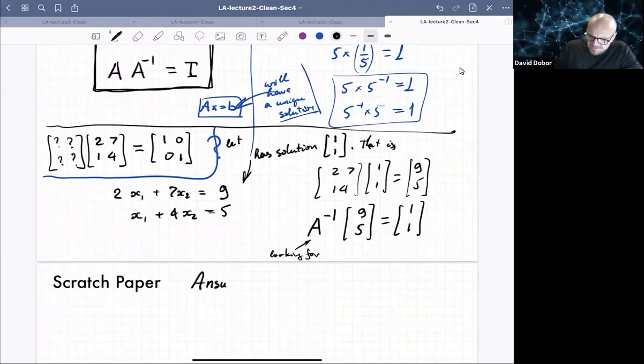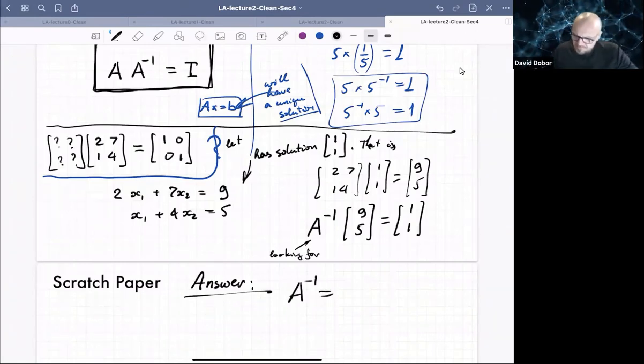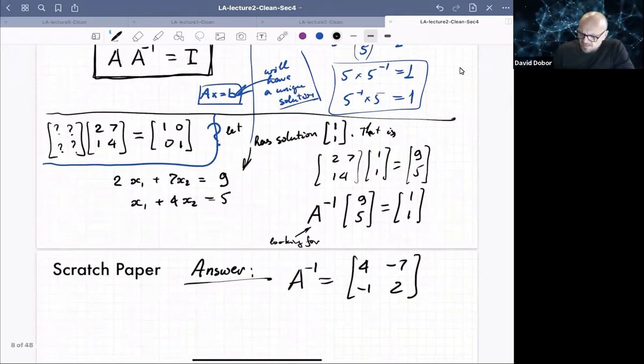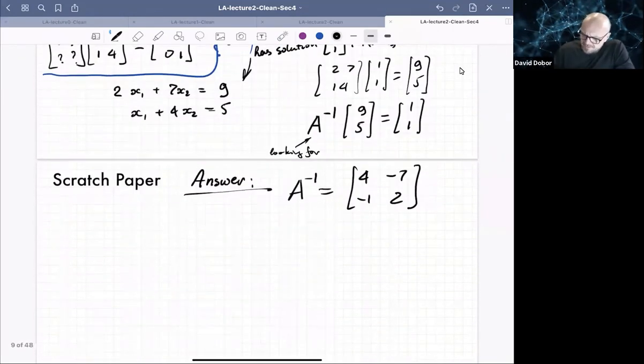Answer. A minus 1. And what would be the answer to this? Okay, so somebody remembers those formulas? Do I have this right? Okay, I'll show you the formula in a second.